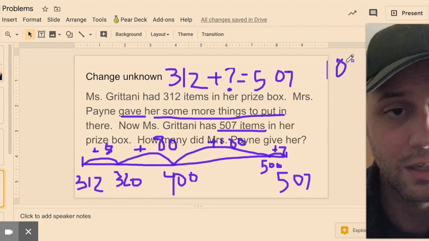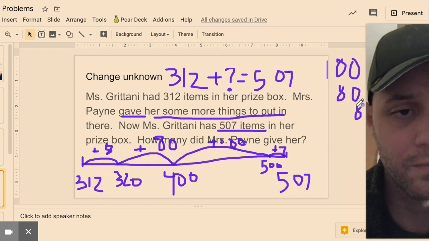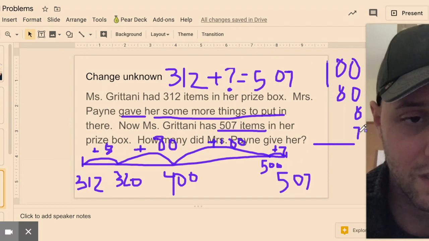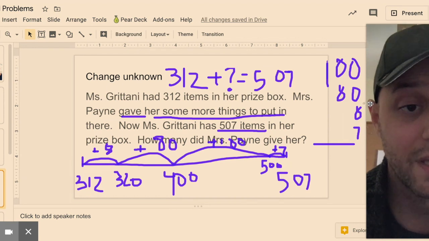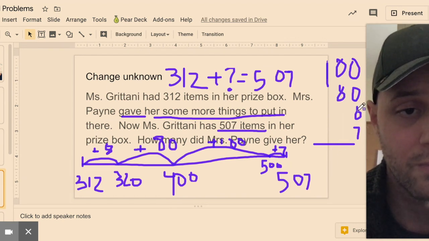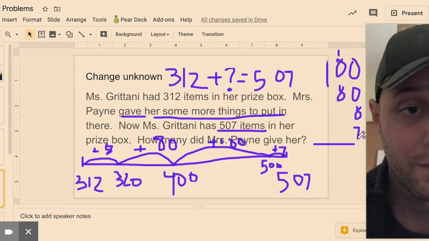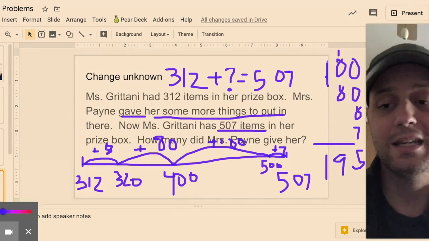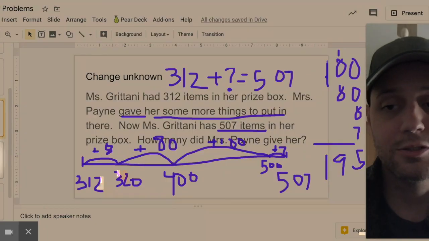She gave her 100, she gave her 80, she gave her 8, and she gave her 7. You could do it like this. I know 8 and 7 is 15, plus 80 is 95, plus 100 is 195. If you want to do 8 and 7, 15, 10, and 80 is 90, 195. There's your time to try.